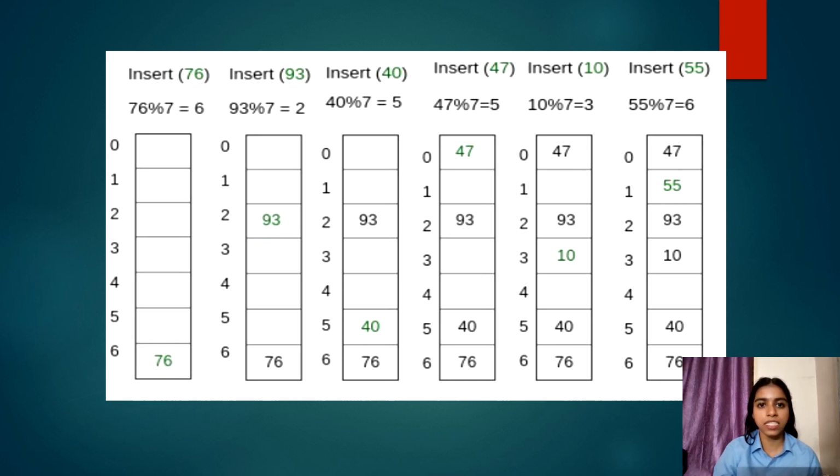Now we insert 10. 10 modulus 7 equals 3. Index 3 is empty, so 10 is placed there. Finally, we insert 55. 55 modulus 7 equals 6. Index 6 is occupied, so we move to index 0, which is also occupied. Then we move to index 1, which is empty, so 55 is inserted at index 1. This completes the insertion process.